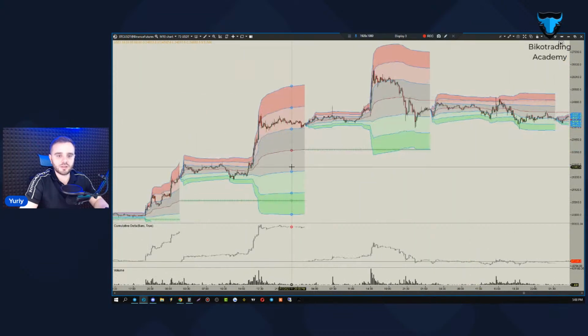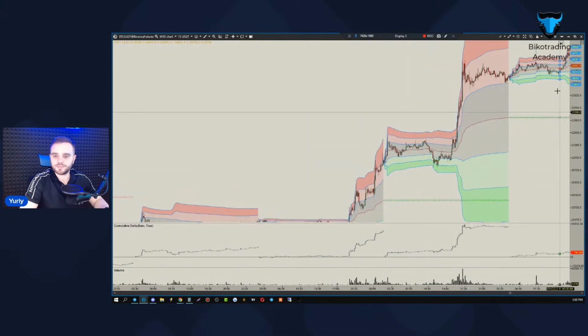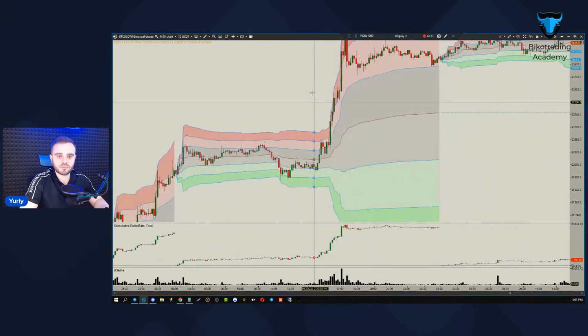As you can see, VWAP, what about VWAP? Have a look at this. From this deviation into this deviation zone.